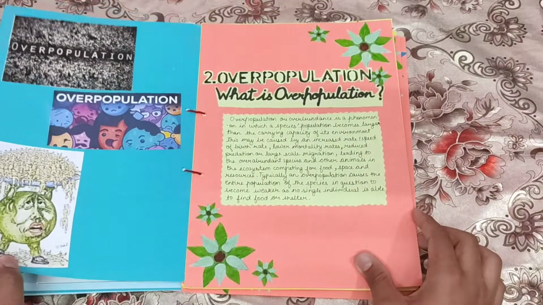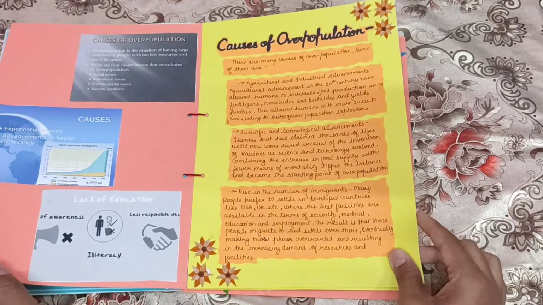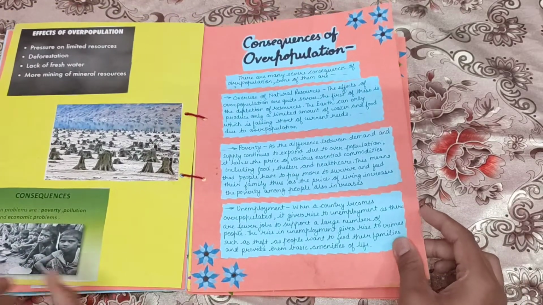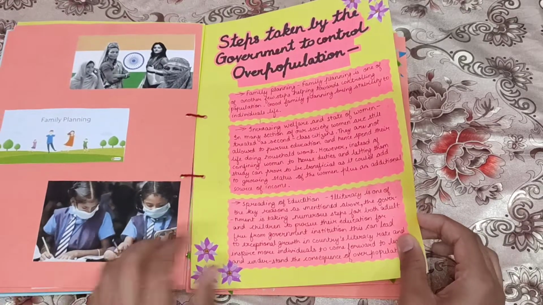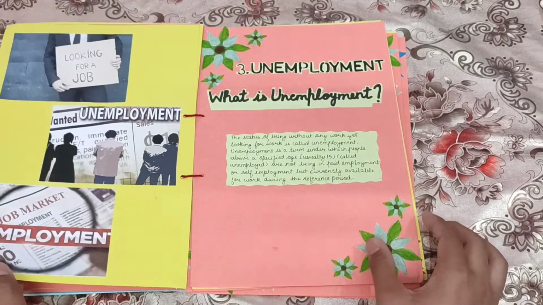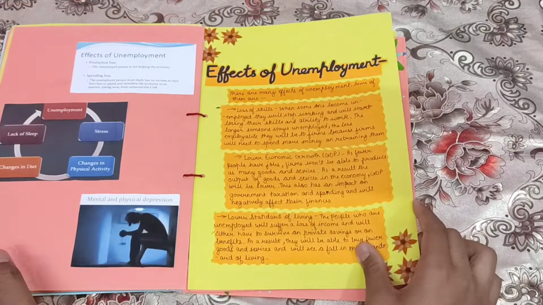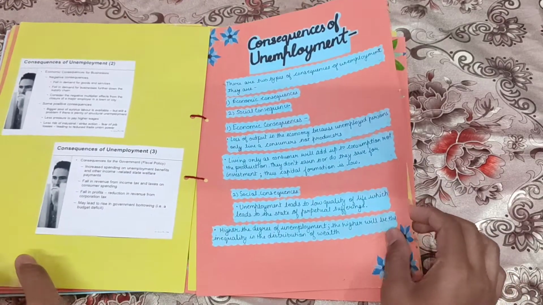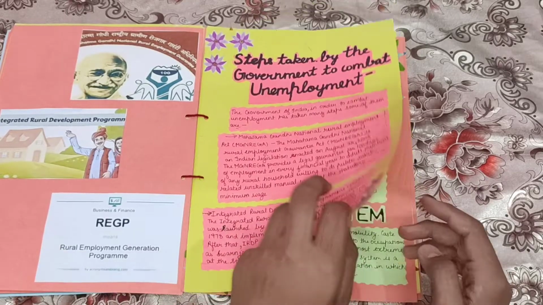Then comes the second topic, that is overpopulation. What is overpopulation? Causes of overpopulation, consequences of overpopulation, and steps taken by government to control overpopulation. Then is the third topic, that is unemployment. What is unemployment? Effects of unemployment, consequences of unemployment, and steps taken by government to combat unemployment.